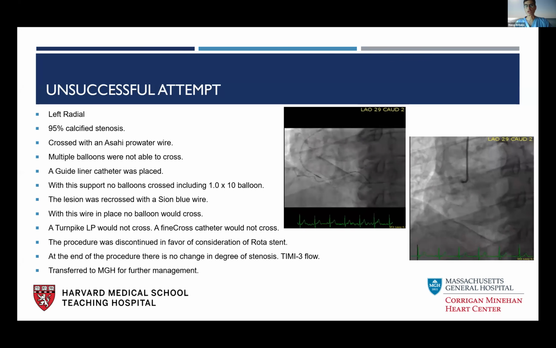What's interesting here is actually that was a JR4 guide, right, if I'm not mistaken? Correct, yes. Okay, so that's probably part of the reason they had such difficulty. Support of a JR is probably very low, especially in patients with such complex disease.